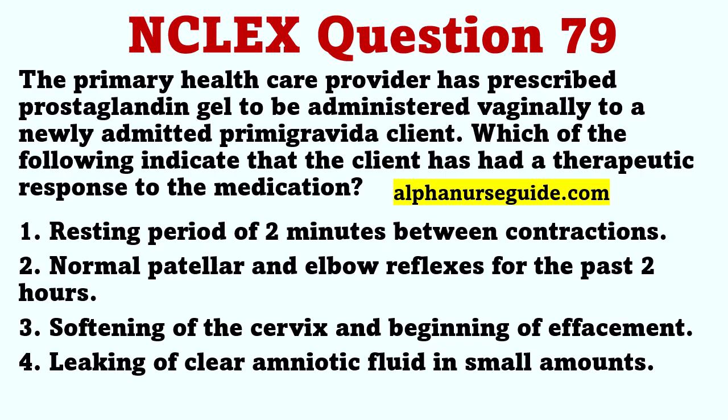The correct answer is 3. Prostaglandin gel may be used for cervical ripening before the induction of labor with oxytocin. It is usually administered by catheter or suppository or by vaginal insertion. 2 to 3 doses are usually needed to begin the softening process. Common adverse effects include nausea, vomiting, fever, and diarrhea.